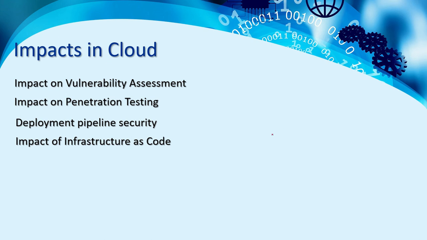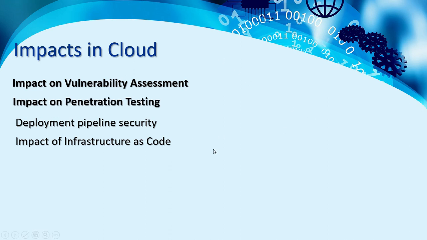Impacts in the cloud. So there are different impacts in the cloud on different activities. For example, impact on the vulnerability assessment. Primarily this can easily be integrated with the CI/CD pipeline. It assesses the container images before deployment, and runs tests against the entire infrastructure using infrastructure as code.